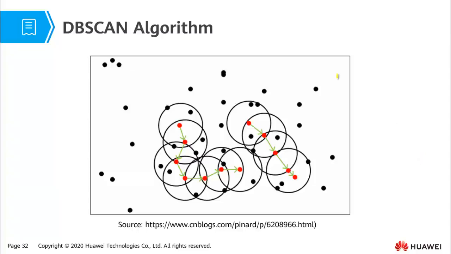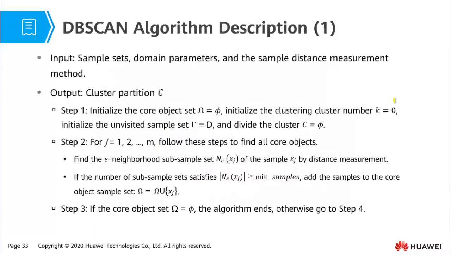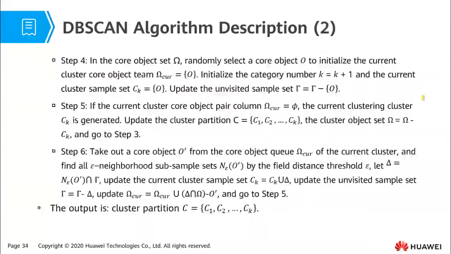For example, in this picture, the red points are all core objects. Each of them has at least 5 samples in their adjacent area if we set the minimum number of samples to 5, while the black points are boundary points. When we use the DBSCAN algorithm, it randomly selects a core object with no category as the seed, and then finds the sample set with the density of all the core objects as a cluster. Then, another core object without category is selected to find the sample set with density, so that another cluster is obtained. Repeat the above steps until all core objects have categories.